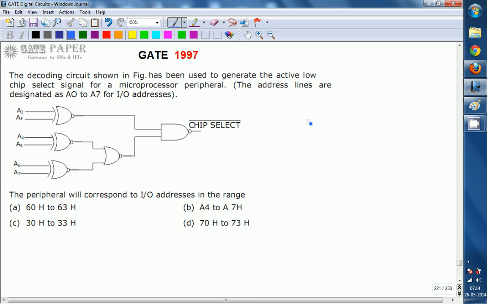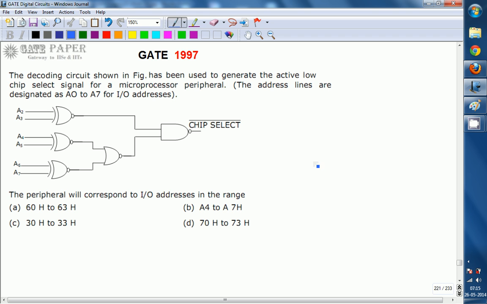Hello, we are discussing the GATE 1997 ECE paper, and the topic is related to digital circuits. Look at the circuit diagram. This is a decoding circuit used to generate the active low chip select signal for a microprocessor peripheral. The address lines A0 to A7 are the IO address lines. The peripheral will correspond to an IO address in the range. So what is the IO address generated by this diagram that we are going to calculate?